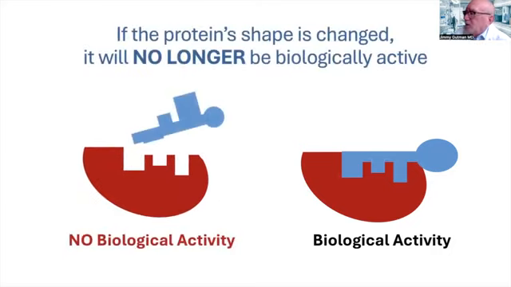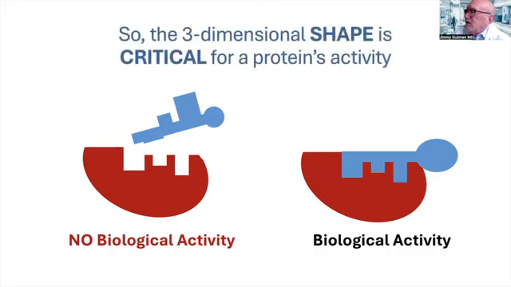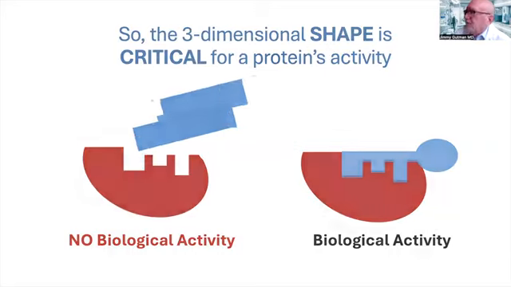Well, what if the protein has changed shape? What if the protein has been altered for some reason? It will not fit into the receptor and no response can be stimulated. So we see that the three-dimensional shape is critical for the action of the protein. It's critical for the protein to work.